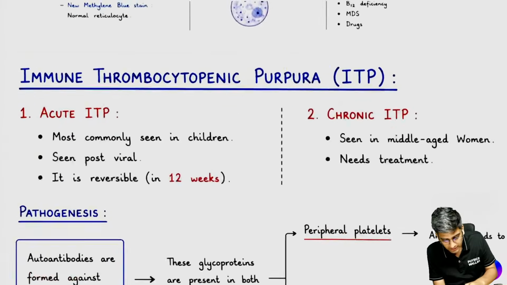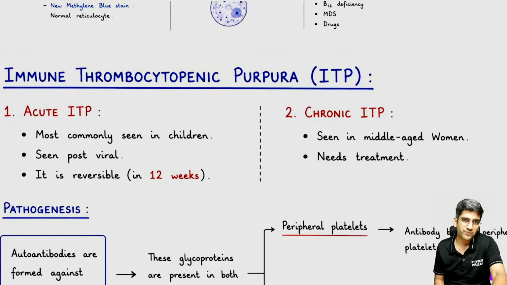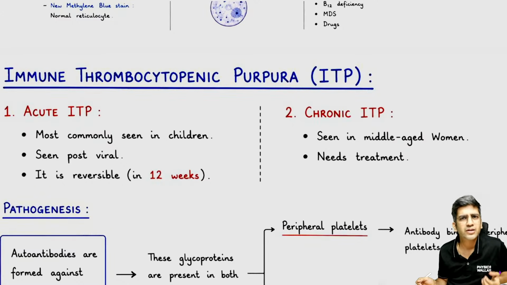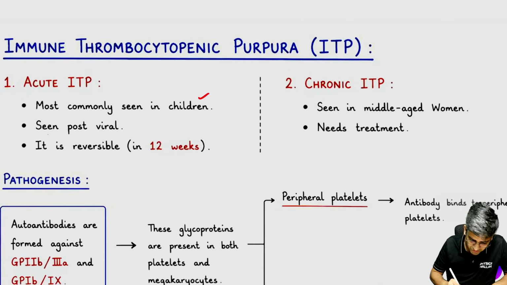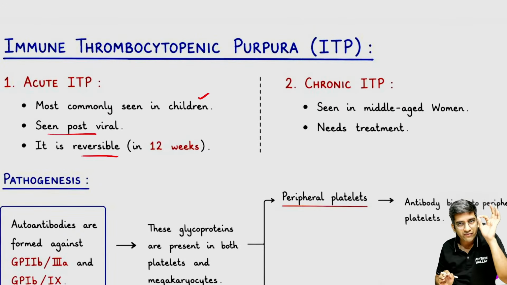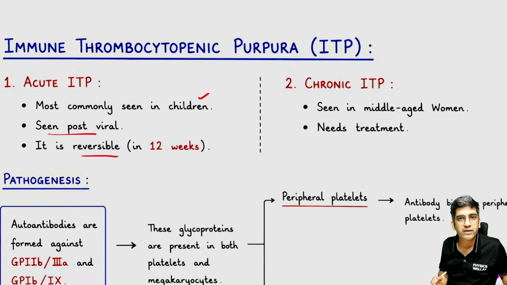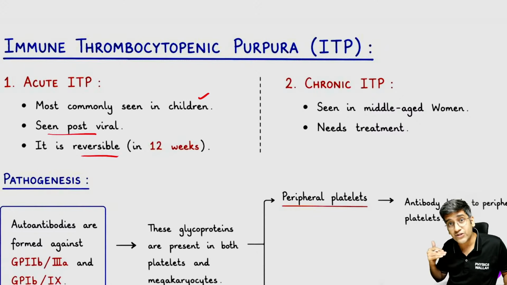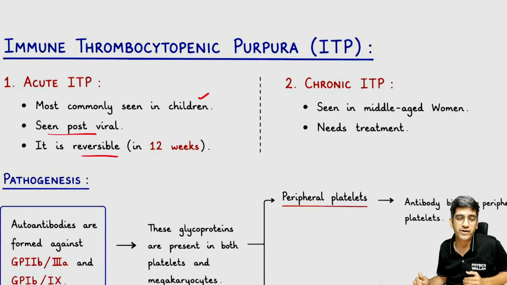We have two types of ITP, acute and chronic. Acute is self-limiting, like the drop in platelets you have after dengue fever, a sore throat, or COVID. All of them are ITP. It's mostly seen in children, post-viral. It is reversible. Within 12 weeks, it will come back. Don't say that I had dengue last week and today my platelet count is still not normal, so I'll go and need treatment. No, don't treat. Wait for 12 weeks. If it's not recovering after 12 weeks, it is pushed to chronic and you start treatment.